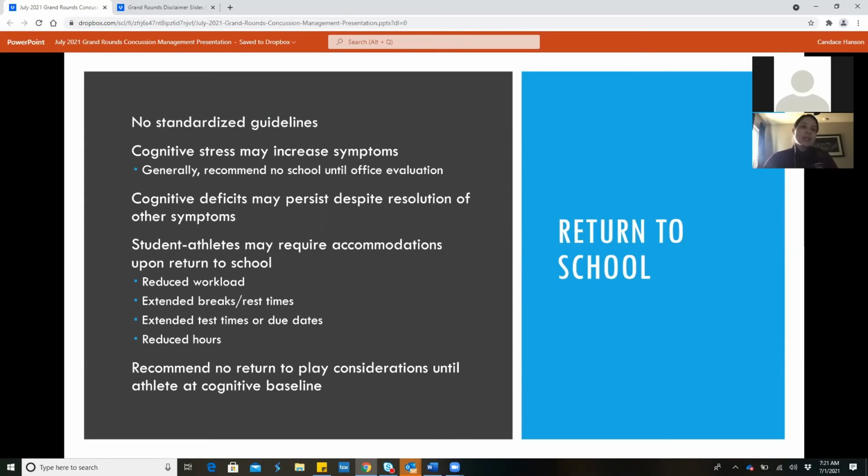Obviously, people can try to game the system, but I always tell my athletes that until they are back to full student duties, they don't get to be back to athlete duties because they're a student athlete. The student's first for a reason. But so student athletes can require accommodations upon return to school. This can include reduced workload.